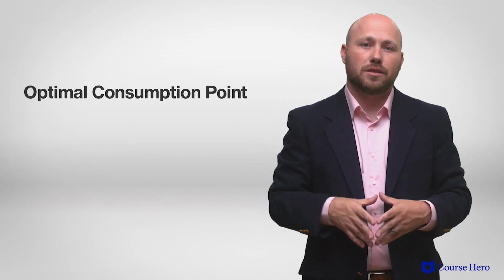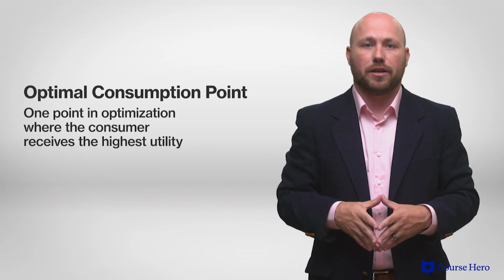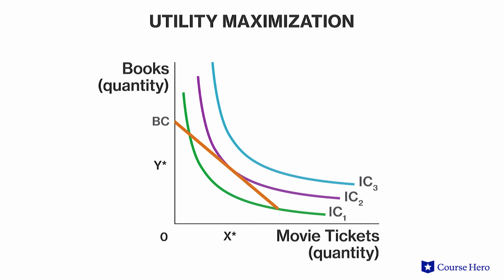Utility maximization models the consumer as trying to maximize utility within the boundaries of what is affordable. The rational consumer wants to consume on the highest possible indifference curve that they can afford. Therefore, the optimal consumption point is the point where the consumer receives the highest utility but spends all of their income. More generally, the optimal consumption point is located where the budget constraint is tangent to one of the indifference curves. In other words, where the budget constraint touches the indifference curve at only one point.